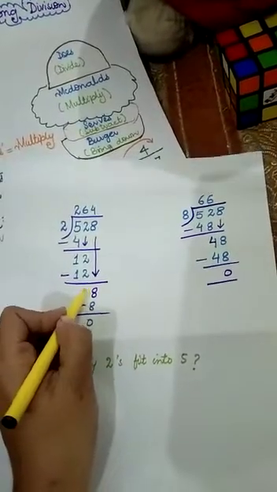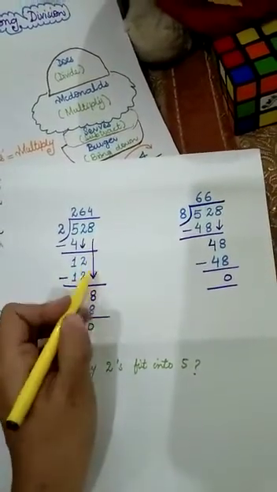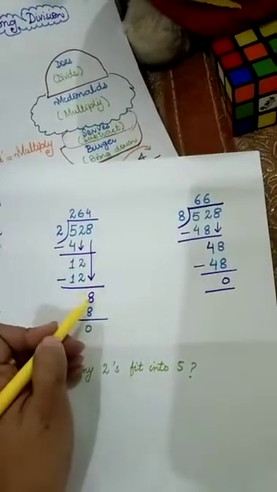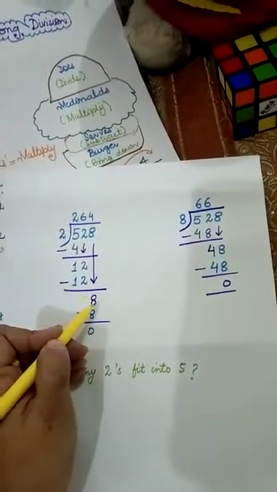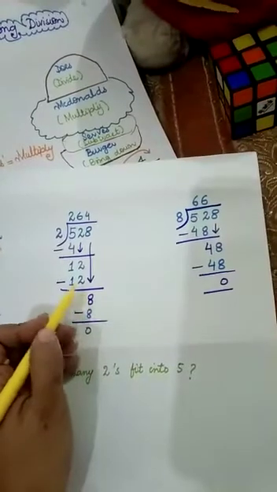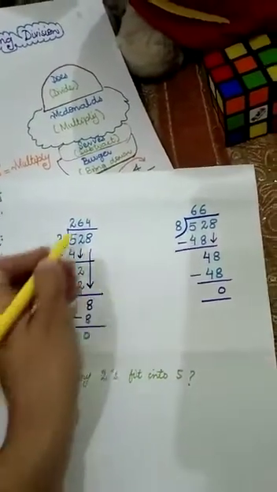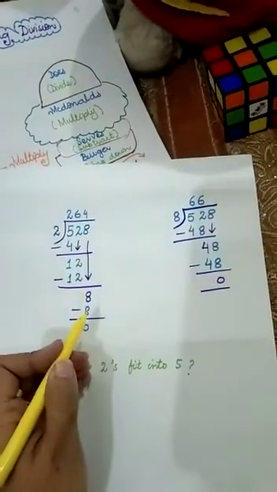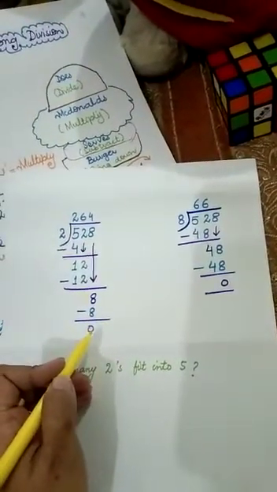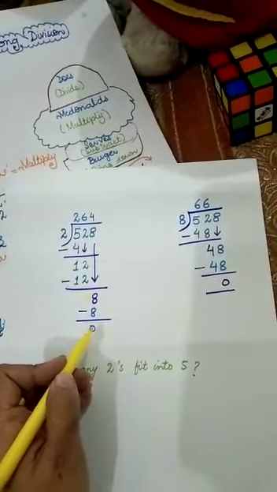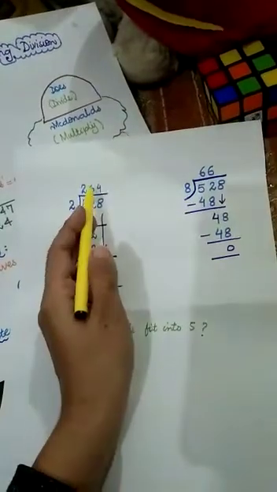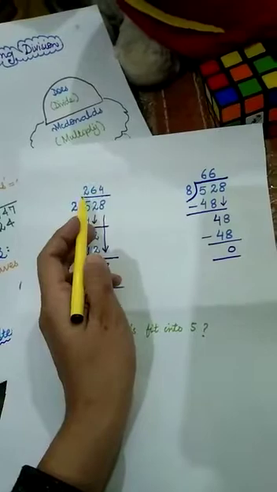What will it be? 0. Then I will bring down the next digit. So it is 8. How many 2s fit into 8? So 2 fours are 8. So there are 4 twos that fit into 8. So I will write 4 over there and I will write 8 over there. There is no remainder. The answer is 264. 264 is our answer.